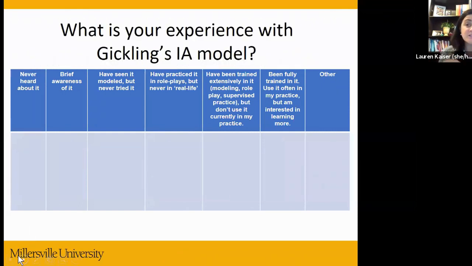Awesome. So then the next question I didn't ask in part 1 is, how many of you have heard of Ed Gickling's instructional assessment model? If you have some awareness of it, if you've actually been trained in it and you use that as part of your process.